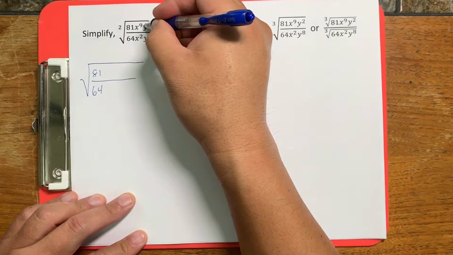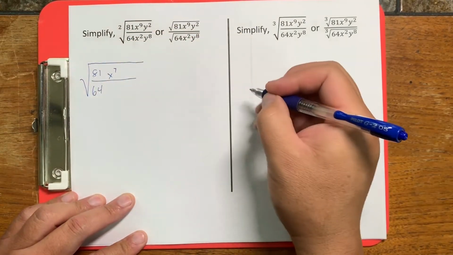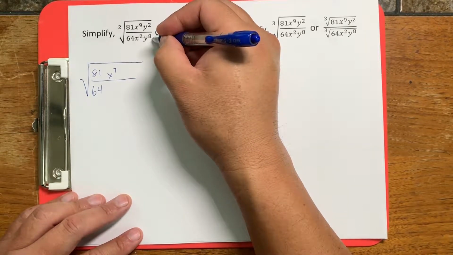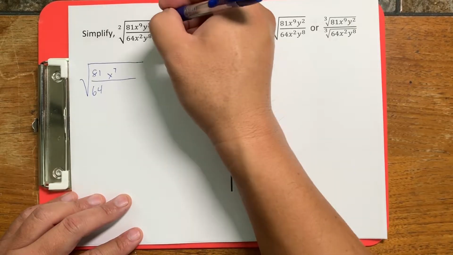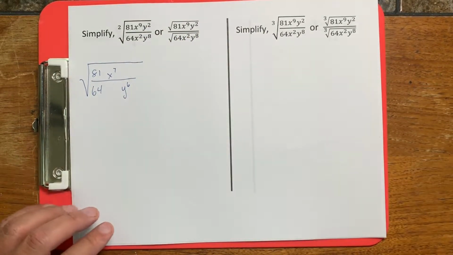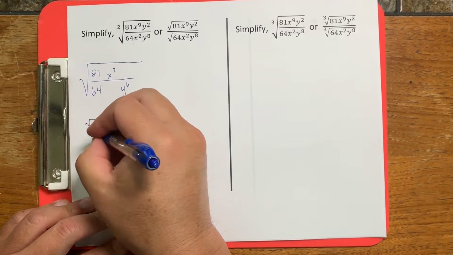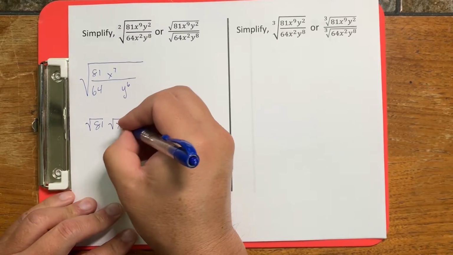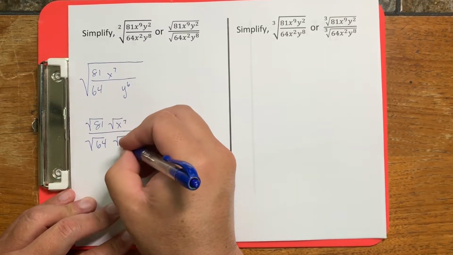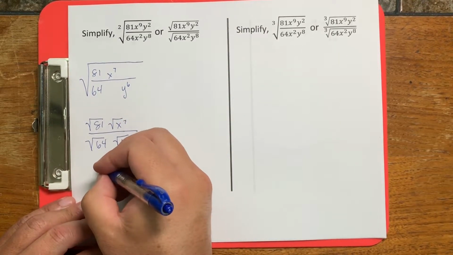But if I have 9 of these x's on top and I get rid of 2 of them, I should have 7. And over here, we have more y's on the bottom. So if I have 8 y's on the bottom and I get rid of 2 of them, I should have this. Now, we can break these up into component parts. We can say 81 square root of x to the 7 over square root of 64 square root of y to the 6. Now these square root just like we want them to.